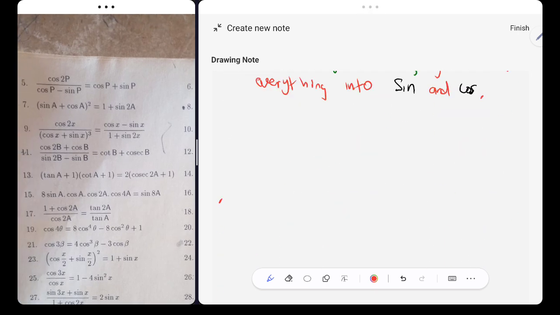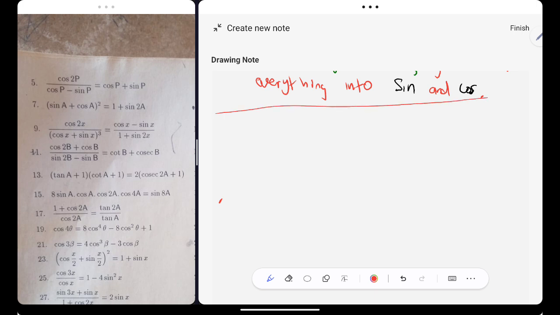Let's try and do these things. For the first one, we are supposed to show that cos 2p all over cos p minus sin p is equal to cos p plus sin p, right?